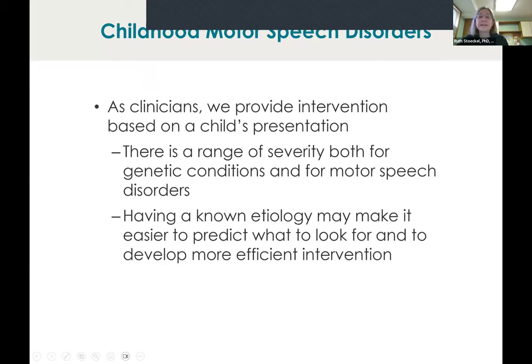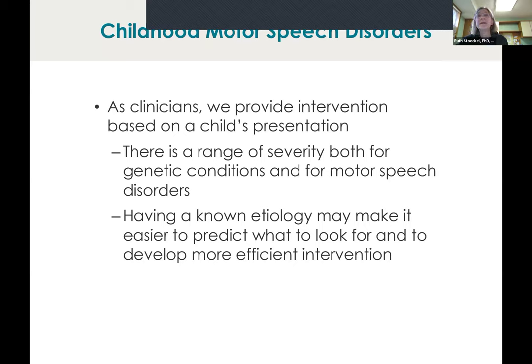So as clinicians, I have been interested certainly in the research and the laboratory-based information that can provide some information to translate to clinical practice. As clinicians, we're providing intervention based on that child's presentation. That is, what does that child look like who's before me? We know that there's a range of severity in how a genetic condition can be expressed, and we know that there's a range of severity for a motor speech disorder. So we've got quite a broad spectrum to look at and decide what this particular child's presentation is like and how that is going to inform our treatment? Just knowing the name of the genetic condition or the name of the motor speech disorder is not enough. We have to see that unique individual child.